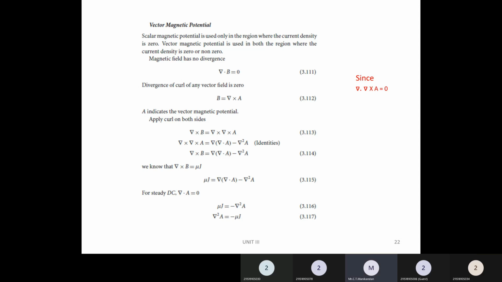Normally you should know the concept that the magnetic field has no divergence. Theoretically we can say that magnetic flux density has no divergence, that is del dot B equal to 0. Next, since it is the curl of a vector, we can represent the flux density as del cross A. B is equal to del cross A.